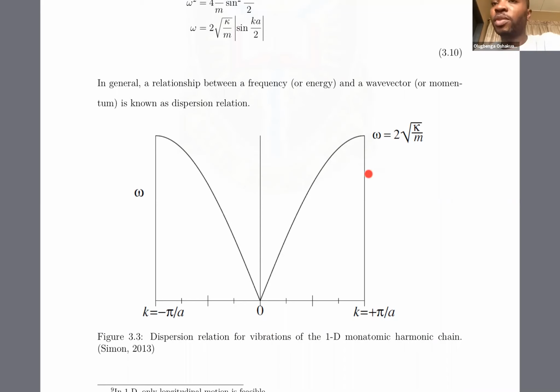So when that happens, we have this shape, which is the dispersion relation. And this minus pi over A to plus pi over A tells us that the distance from this point to this point is 2 pi over A. Let me use a different color.